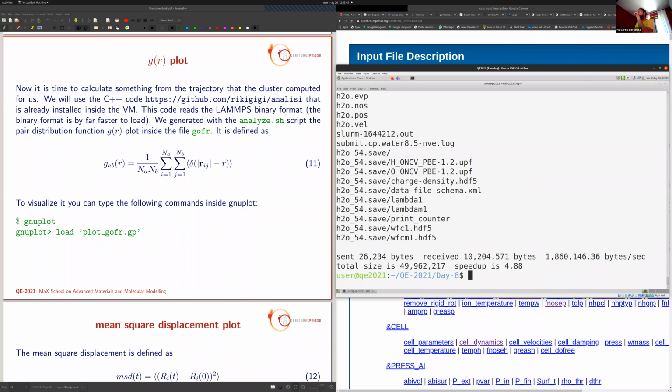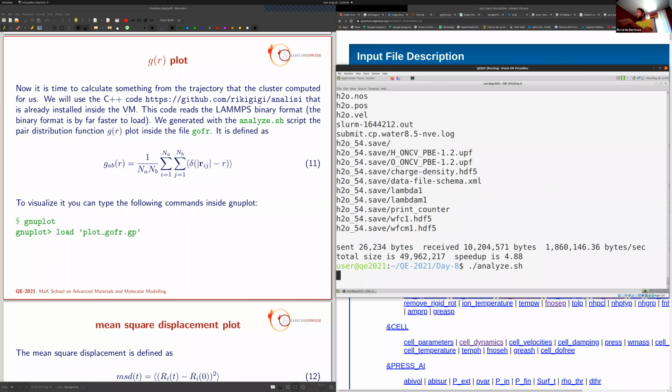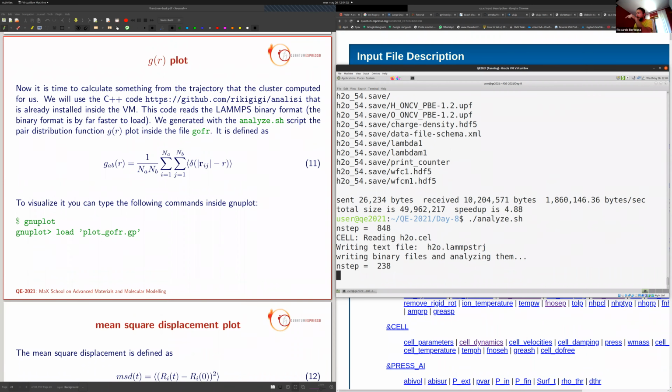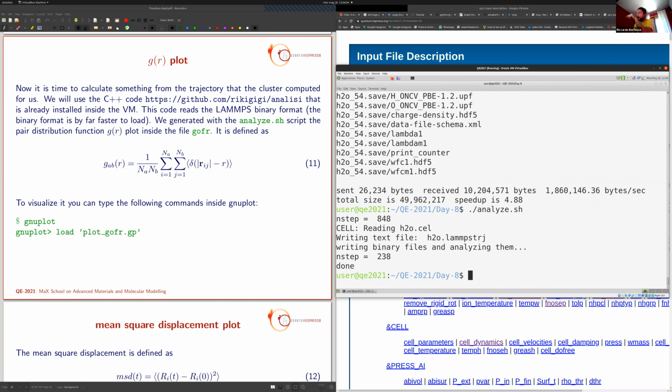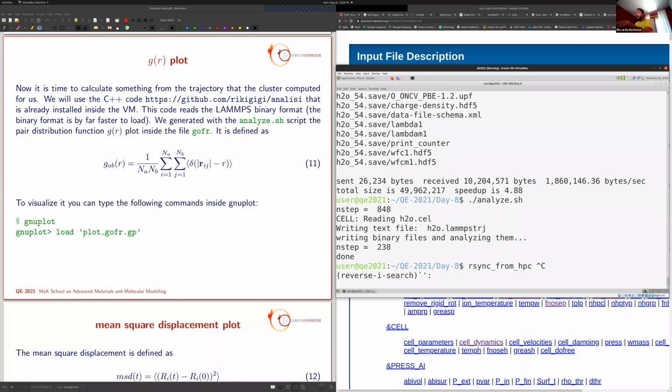There are some clusters where if you do rsync now, it crashes or something like that. I don't remember. So maybe it's not a good idea to do it now. By the way, you can run this script that will create again the trajectory that you can view with Ovito, for example. This you can do while you are waiting for the results.